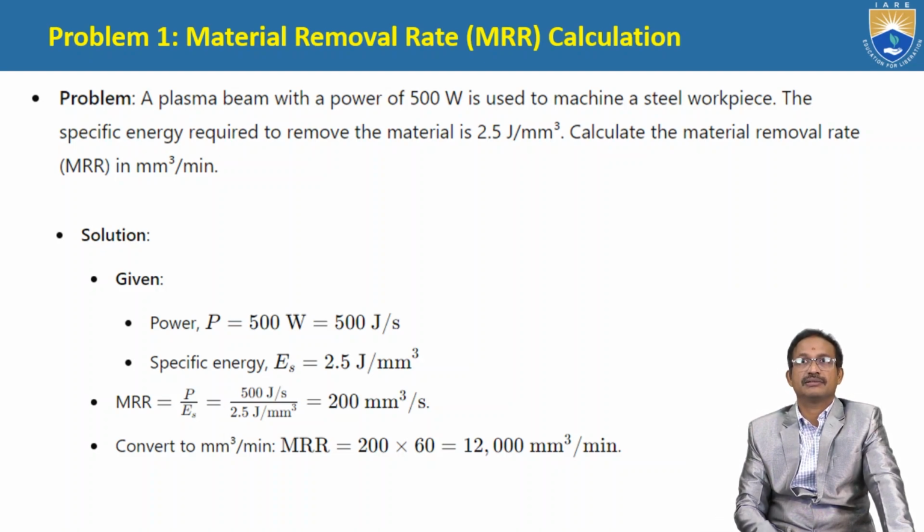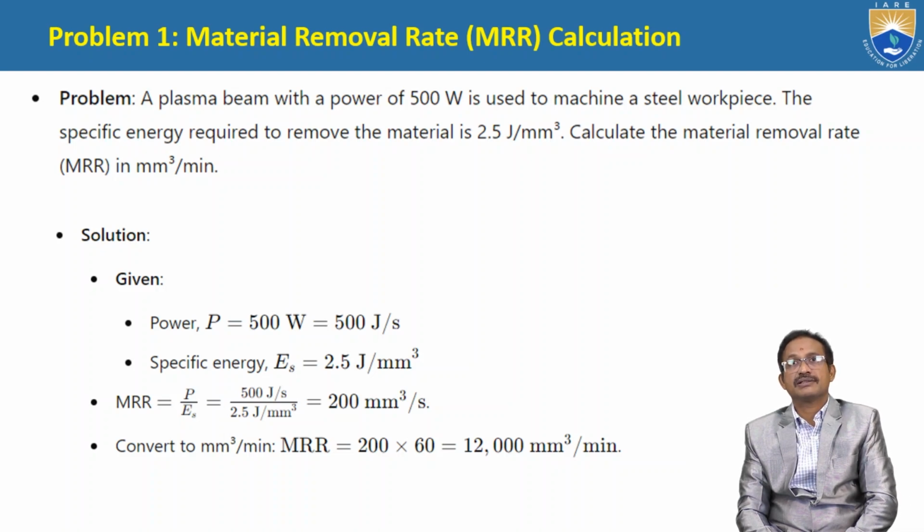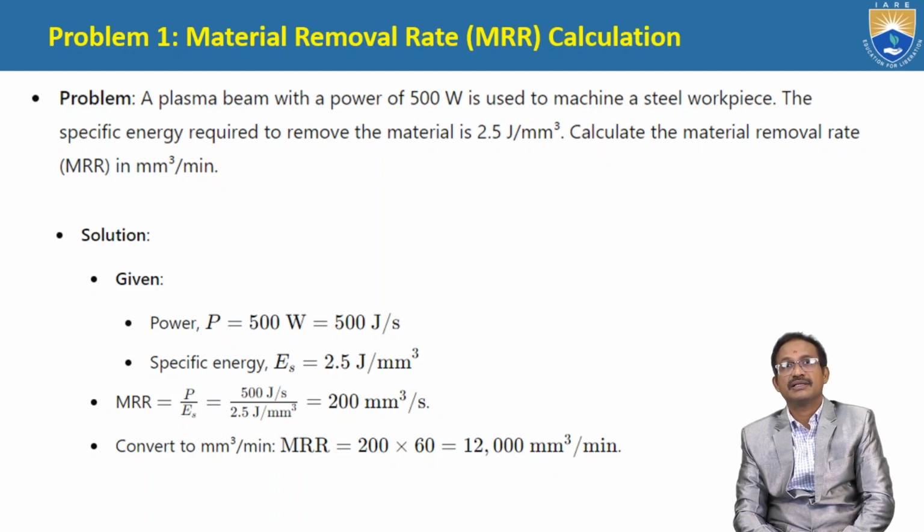Now let us first look at the problem. A plasma beam with a power of 500 watts is used to machine a steel workpiece. The specific energy required to remove the material is 2.5 joules per cubic millimeter. Calculate the material removal rate in mm cube per minute.